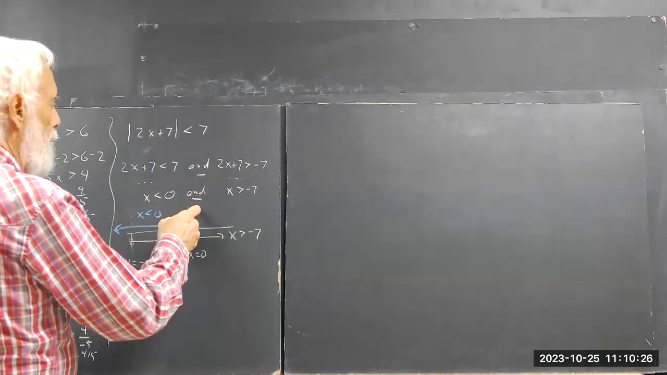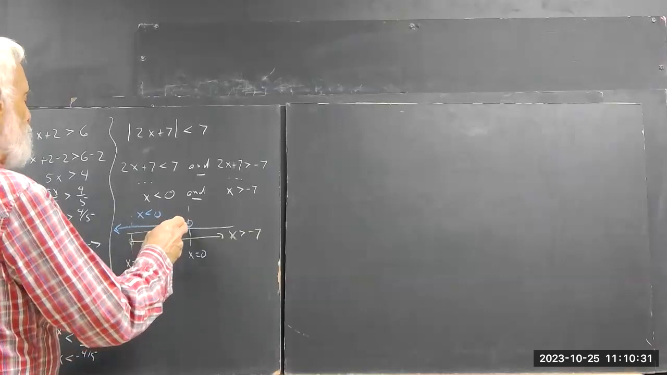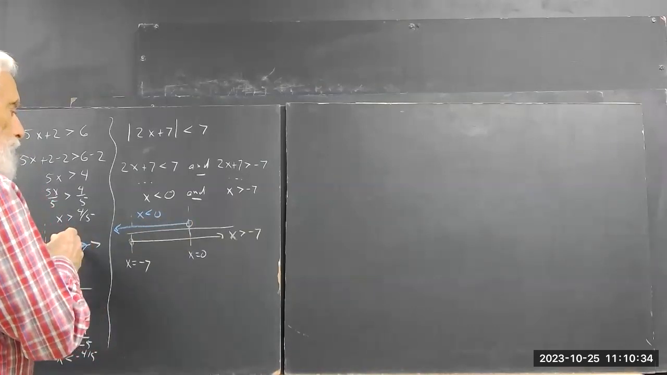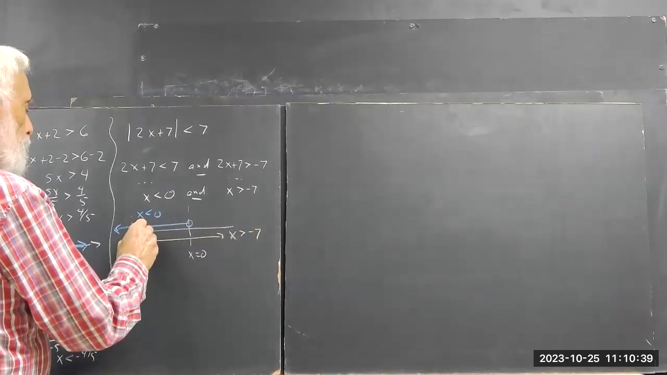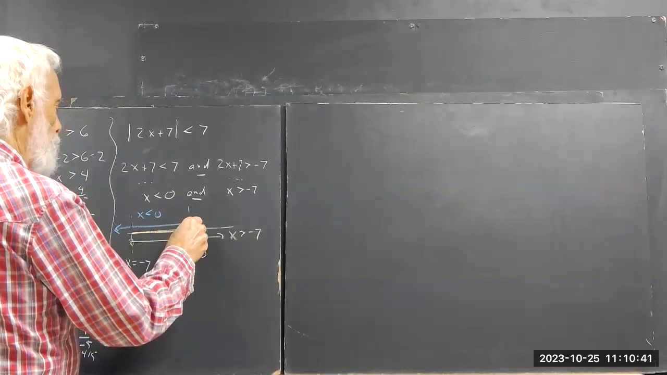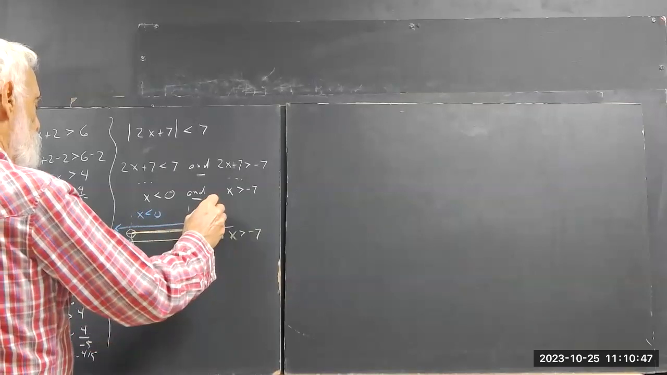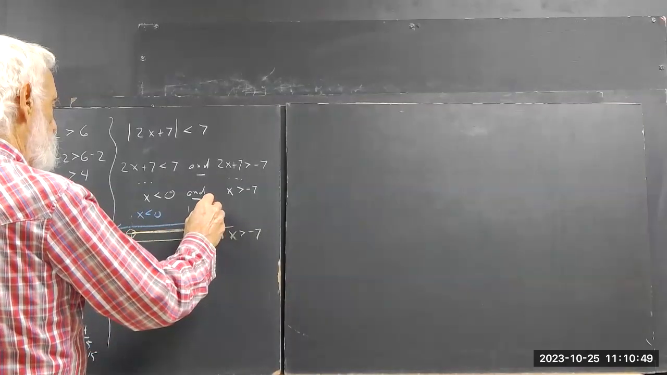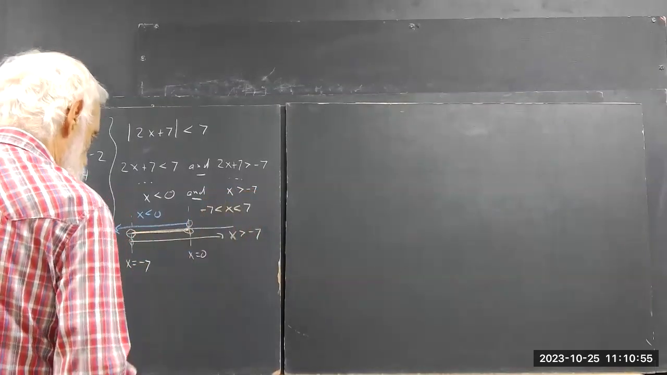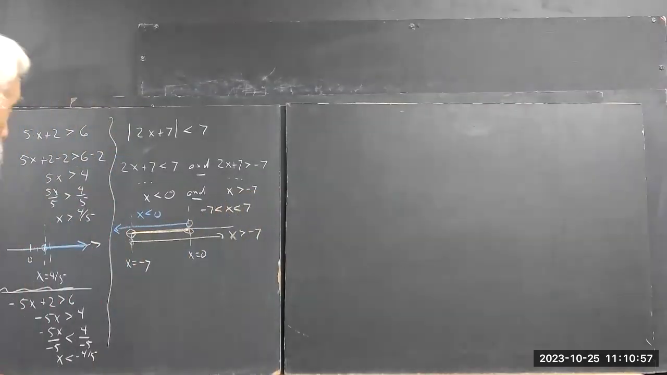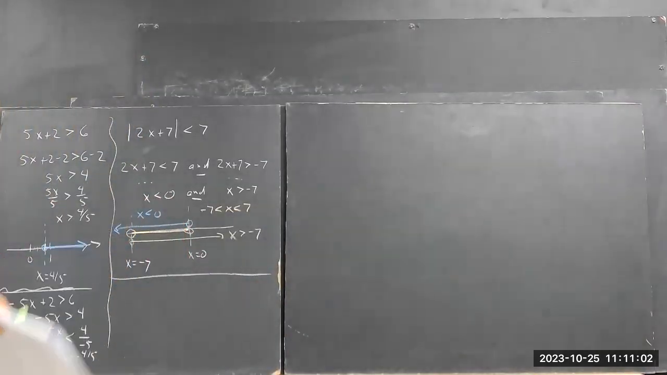x less than 0 and x greater than -7 means that it has to be both on this arrow and on this arrow. And the only numbers that are on both arrows are the numbers between -7 and 0. So this is -7 less than x less than 0. Now, this is a review. I'm not going to explain any more than that. But we need to try to understand this.